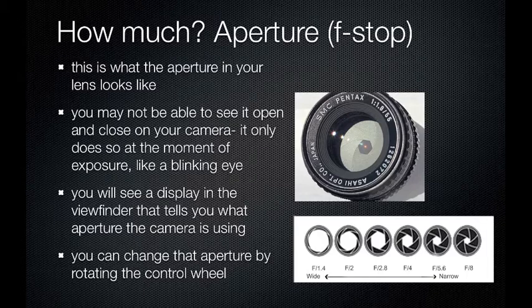Now, you may not be able to see it open and close on your camera. Modern digital cameras don't allow you to see this open and close. It only opens and closes at the moment of exposure. It's very much like the blinking of an eye.